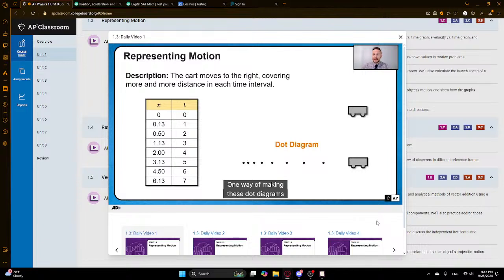One way of making these dot diagrams is with a ticker tape timer. And a ticker tape timer is a little device that puts a dot on a piece of paper as that piece of paper is pulled through, and it does exactly what we see here with our dot diagram. It shows me how far my object has moved in equal time intervals.